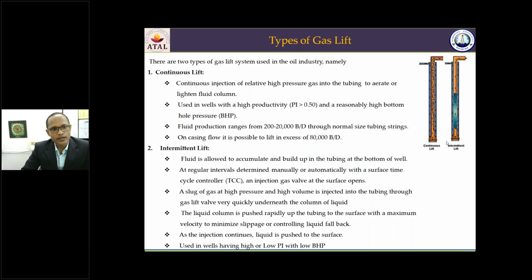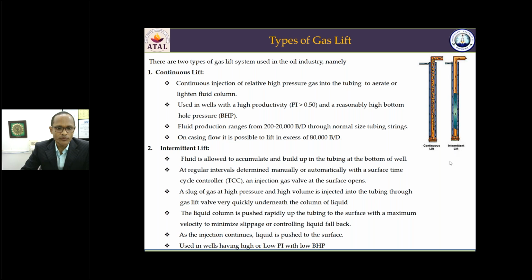So the intermittent lift is unlike the continuous gas lift. As the name implies, in intermittent lift we are injecting the gas intermittently, at regular intervals that are determined. So the production from the well is also intermittent. It produces for some time, then stops. The production as well as the injection of gas into the well is intermittent. This type of system, where we inject the natural gas intermittently, is called the intermittent gas lift system.